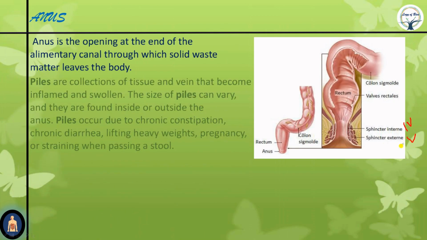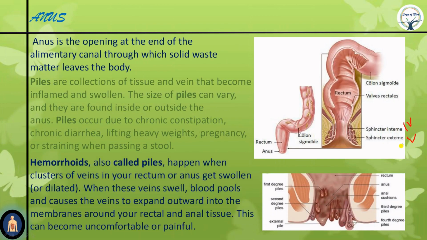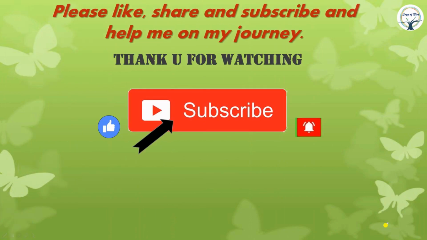Okay. Now piles. Piles are a condition in which the veins of our anus become swollen, and when we pass stool, sometimes it causes pain and bleeding. So piles is a painful condition. There are some degrees of piles: first degree piles, second degree, third degree and fourth degree. Okay, so with this we are done.